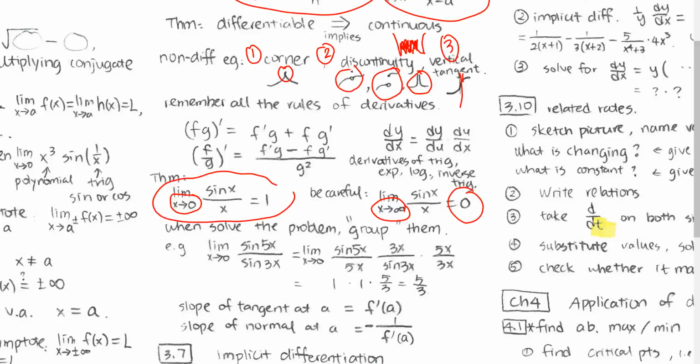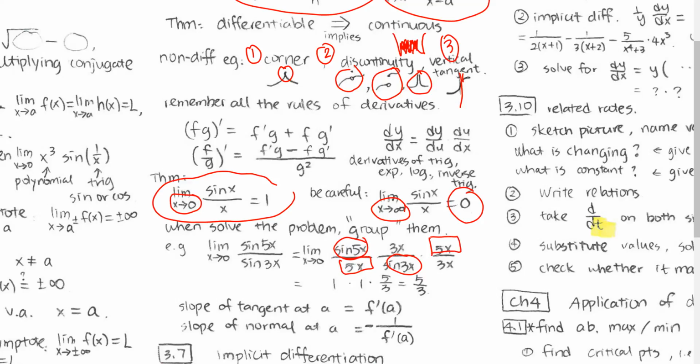When we solve the trig limits problems, the first step is to split the factor. Then you group them or match them. For sine 5x, you want to match a 5x here.